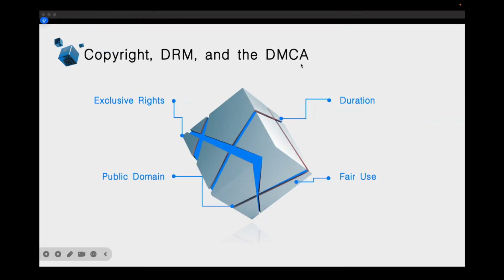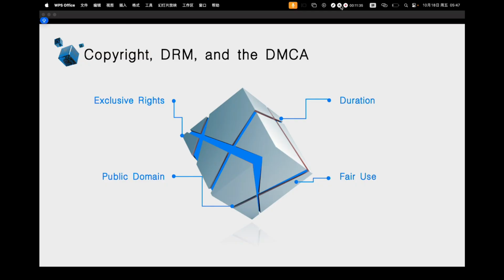Here we have copyright, DRM, and the DMCA. These three are the legal aspects of digital data. They are here to protect creators, making sure that no one can use their work without permission. We can start with copyright first. We can break copyright into four parts: exclusive rights, duration, public domain, and fair use.